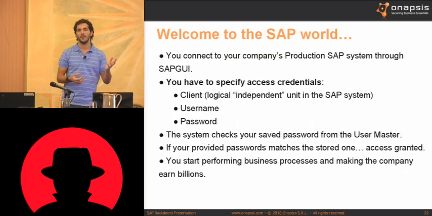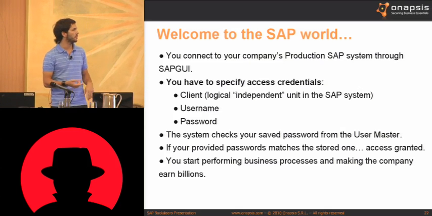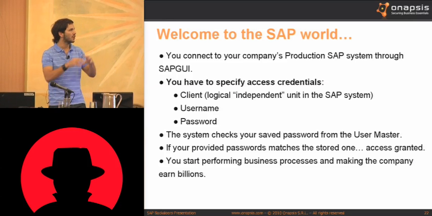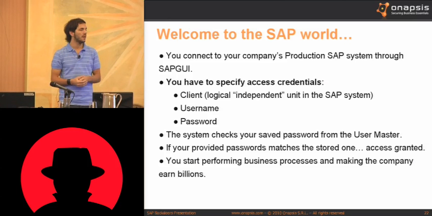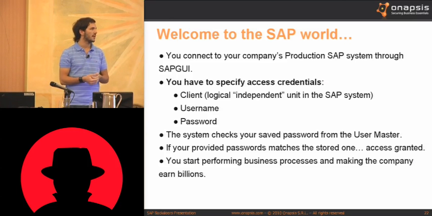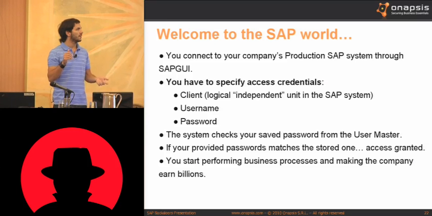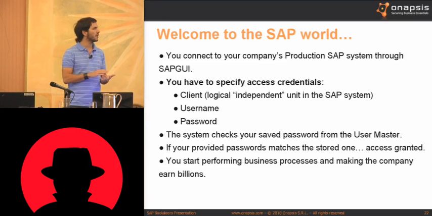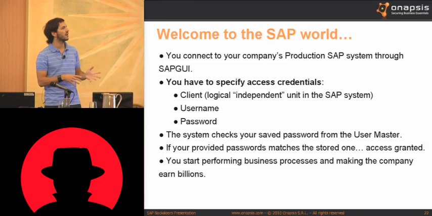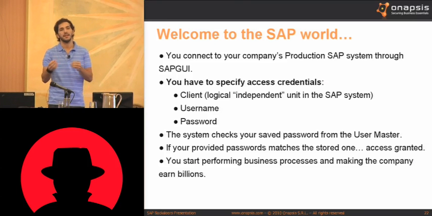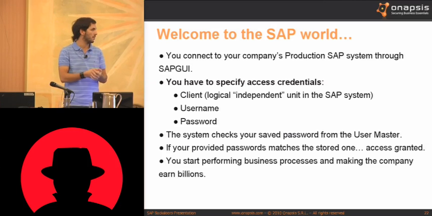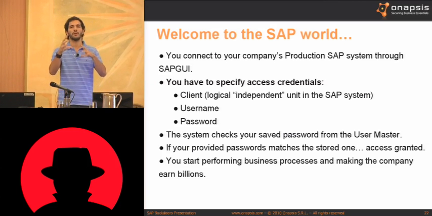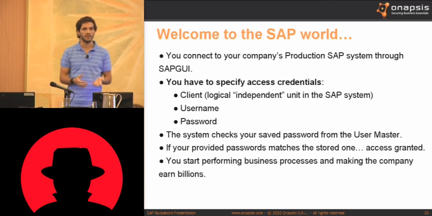In order to connect, you have to specify access credentials. So you have to specify which client it is. It's a number that is a logical independent unit in the system. But for this, you can see it as just a number that you have to specify. Then you have to specify your username and your password. Then when you log in, the system will check if your password is the same one as in the user master table, and if it's OK, you are granted access. So then you just start using transactions and running business processes.